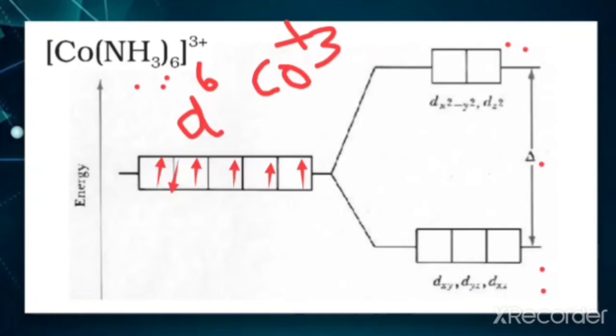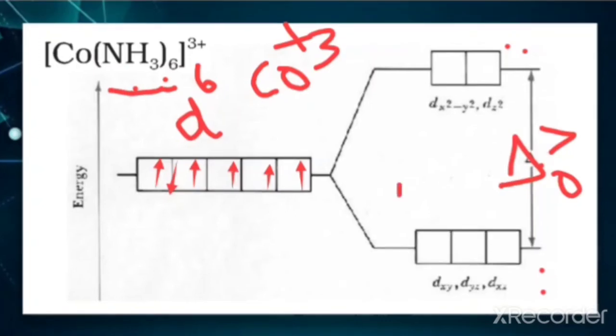Now in this case we can say that there are 6 electrons and the delta 0 value is greater because of the strong field ligand. Because here there is much energy difference between them, it is not easy for the electron to jump to the higher level. So first here the pairing is taking place because the delta 0 is greater than the pairing energy. So here there is more possibility of pairing. So that we have to do here.